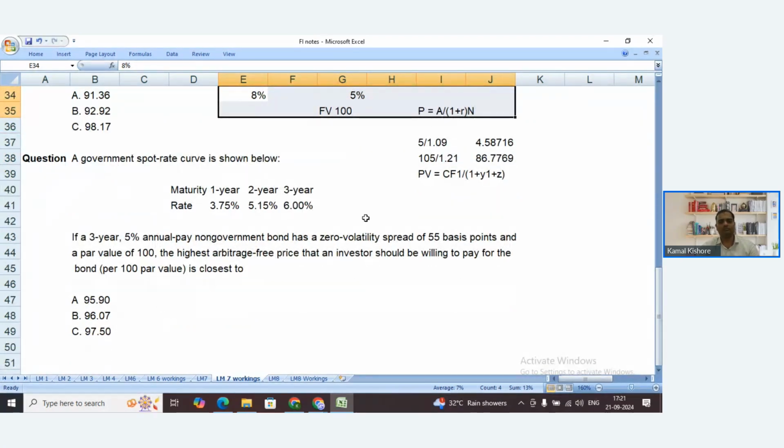Done. Arbitrage, okay, for now you ignore arbitrage, just say highest price. Yes, calculated.